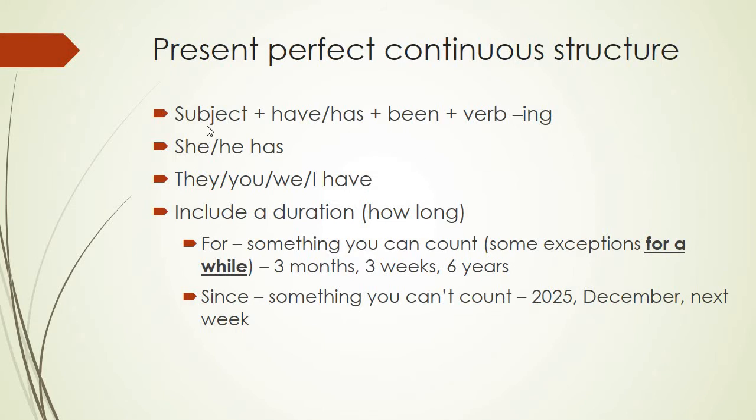So the structure is subject plus have or has, been, and then verb ing. So subject, have, has, been, verb ing. So she and he use has. They, you, we, I use have.